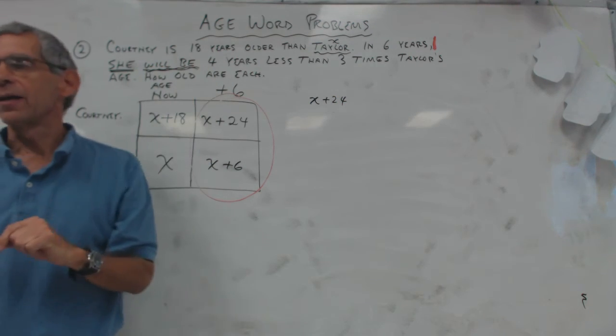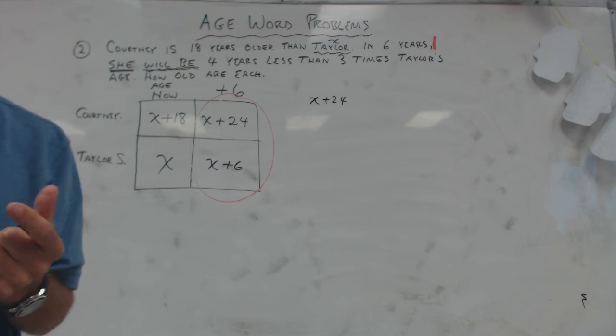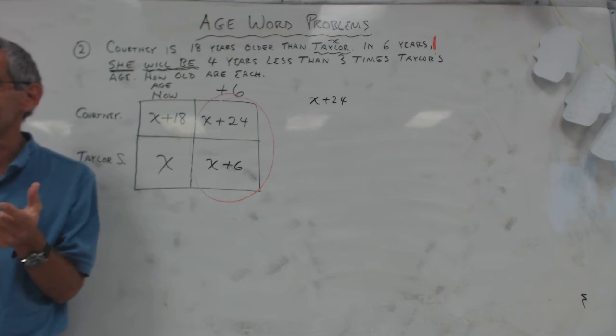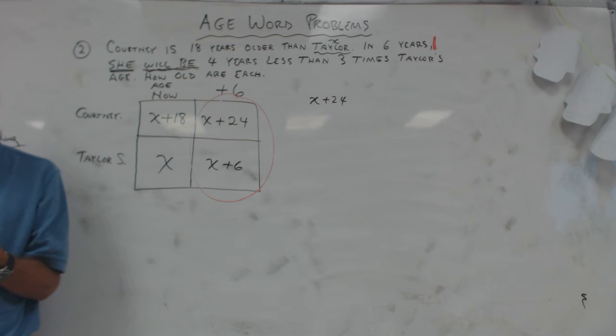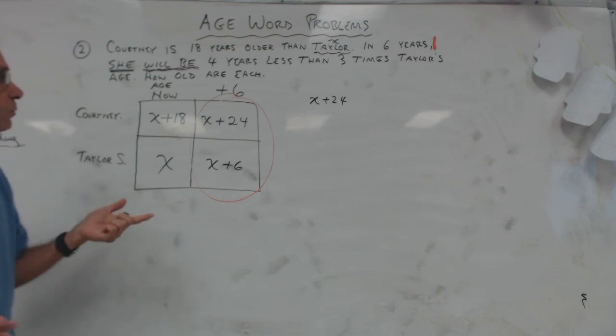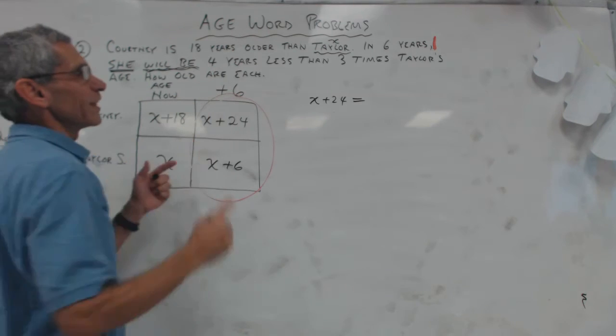Will be. What verb is that? That is the verb to be, right? It's the same as is. If it was in present tense, it would be is. What would is be? Equal. All right. If it was past tense, it would be was. What would that be? Equals. Okay. If it's future tense, it would be will be. What would that be? Equals. Right. You guys are brilliant. So equals. All right. 4 years less than.